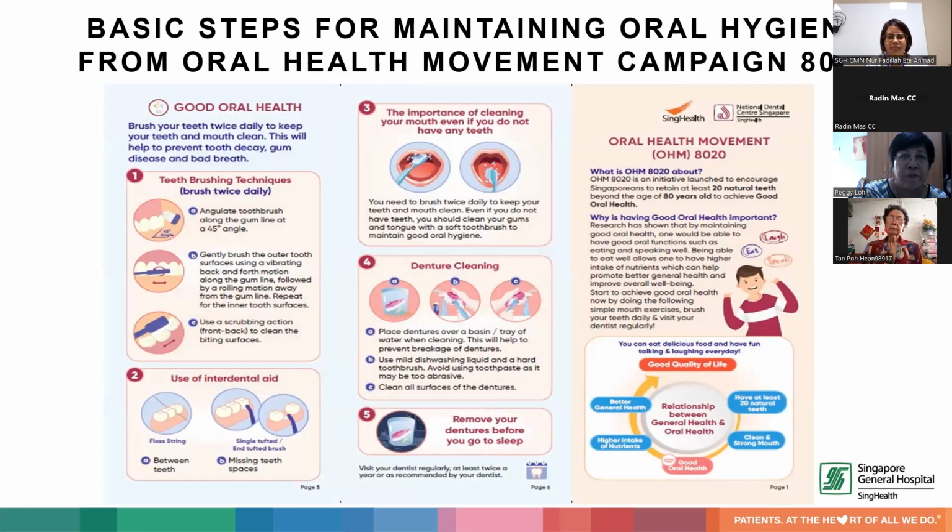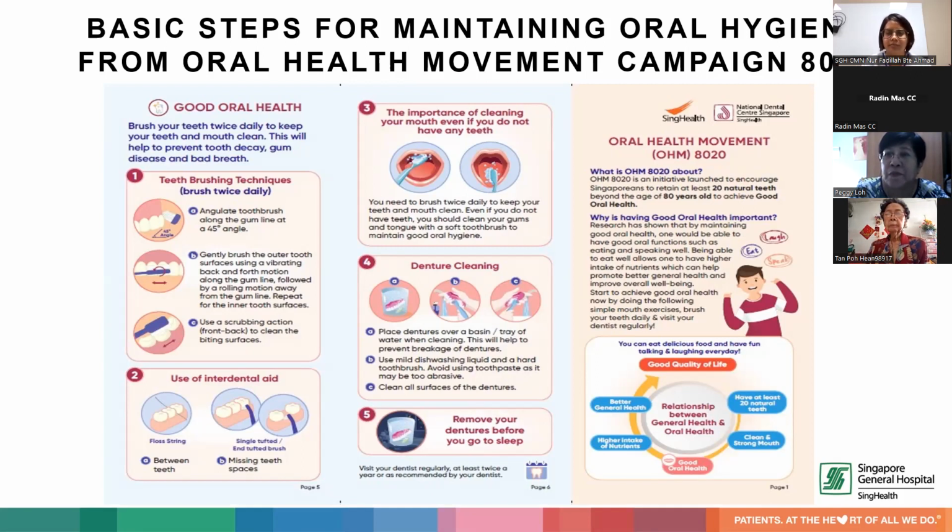So I'm going to show you an example on how to brush your teeth properly. First, for good oral health, brush your teeth. Always remember to brush your teeth twice daily to keep your teeth and mouth clean, and this will help to prevent tooth decay, gum disease, and bad breath. First is the teeth brushing technique, which I will show you later on. First is to angle the toothbrush along the gum line at a 45-degree angle. Here with me is an example. So you have to face your toothbrush at a 45-degree angle over here.